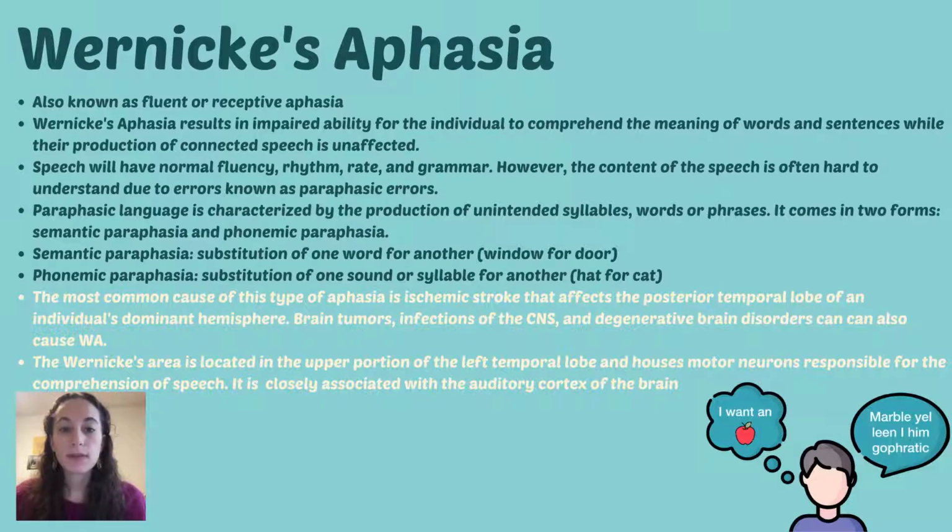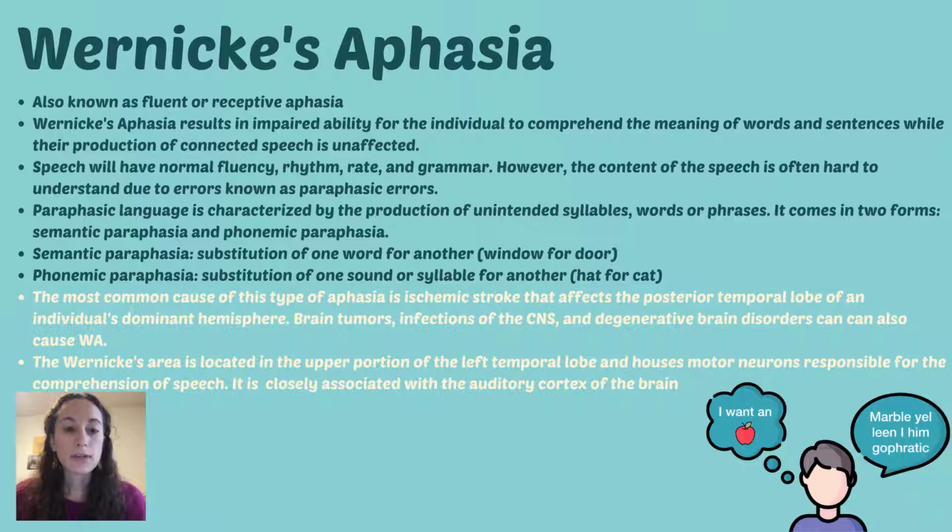The first type of aphasia we will be discussing is Wernicke's aphasia, otherwise known as fluent or receptive aphasia. An individual that suffers from Wernicke's aphasia will have damage to the area of the brain located in the upper portion of their left temporal lobe. This area houses motor neurons responsible for the comprehension of speech and is closely associated with the auditory cortex, as we discussed in the last slide about the brain.